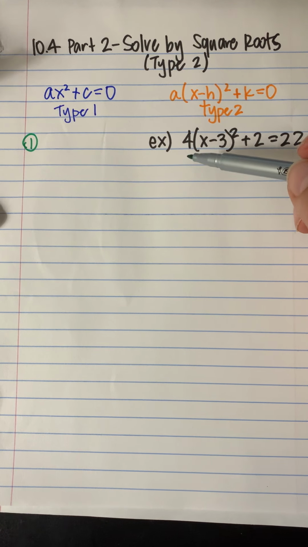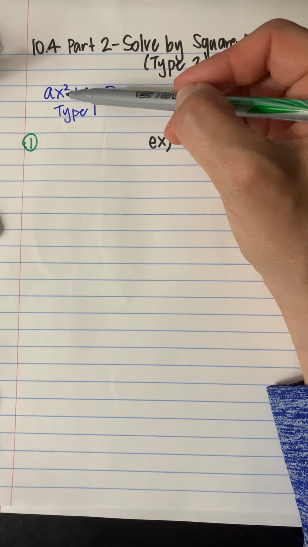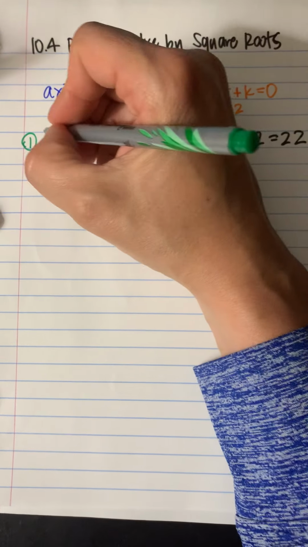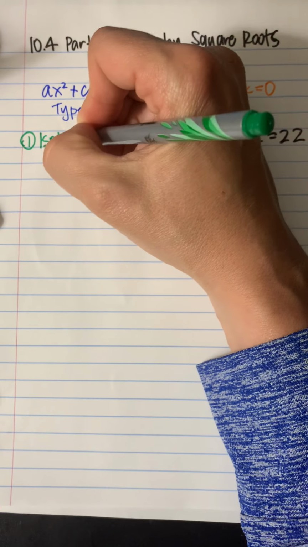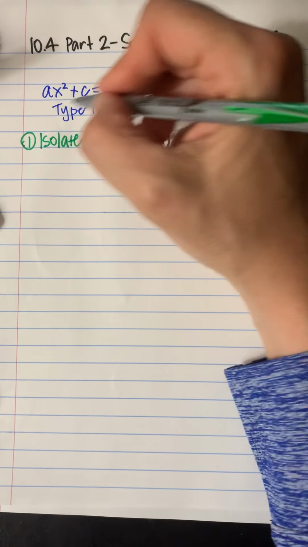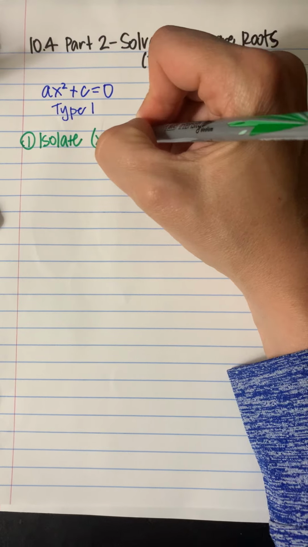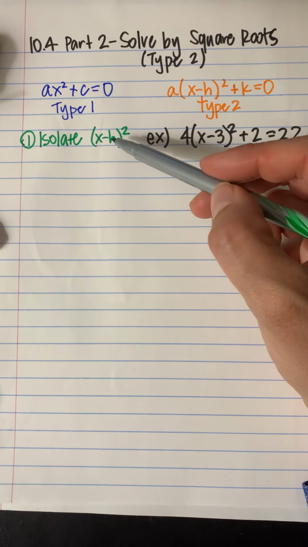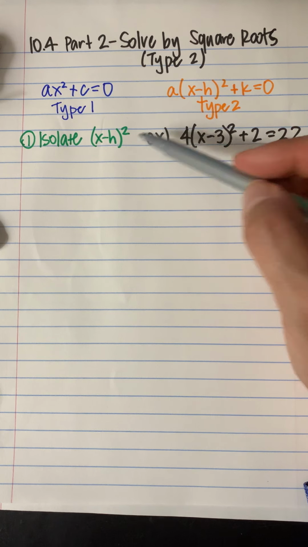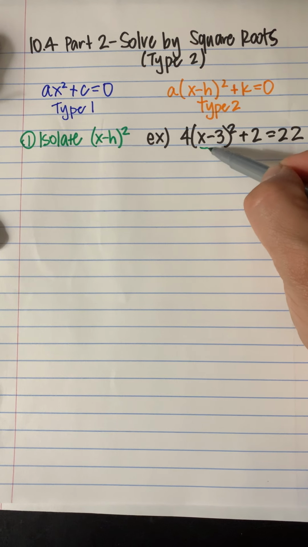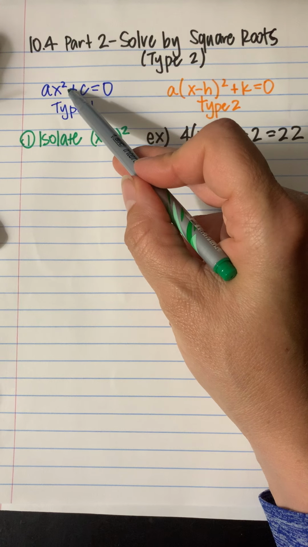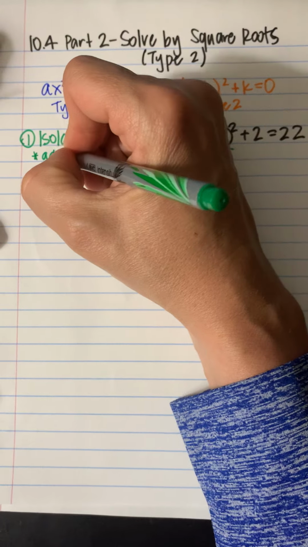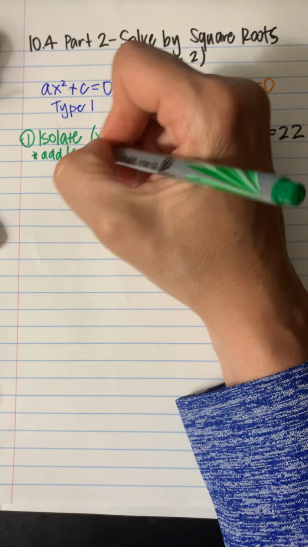So on this one we got the x squared alone. On this one we had x minus h, and we're going to get that alone. So we're going to isolate x minus h, the quantity squared. We're going to isolate this part. Here we isolated that one; this one we're going to isolate. We're going to do that by adding or subtracting and then multiplying or dividing.